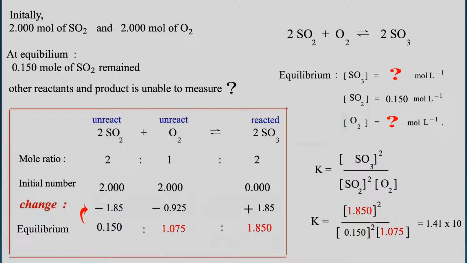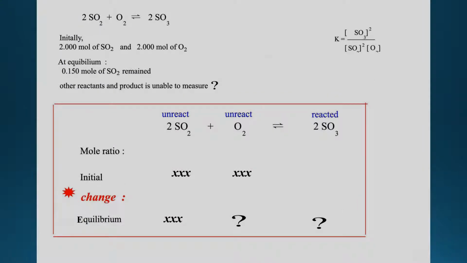Students, please practice a few times. In this type of question, the trick is that initially you have numbers you know, but when you reach equilibrium, they only give you one of the factors. The others are unknown, and you have to find the other unknowns to put into the K equation.